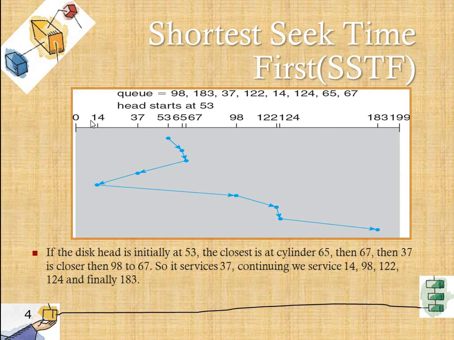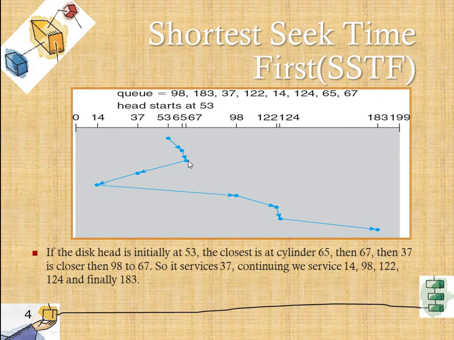Initially, my head is at 53. From 53, looking at the entire queue, the nearest request, the closest, is at cylinder 65. So it has moved to the closest cylinder, 65. From 65 there is a request at 67, which is again the nearest. So then we have gone to 67.